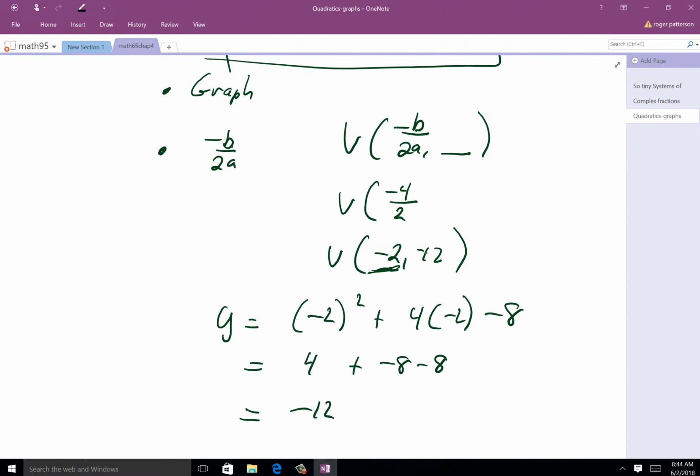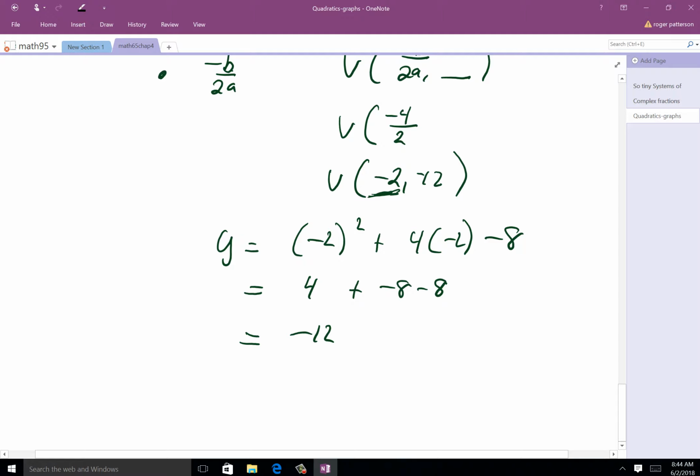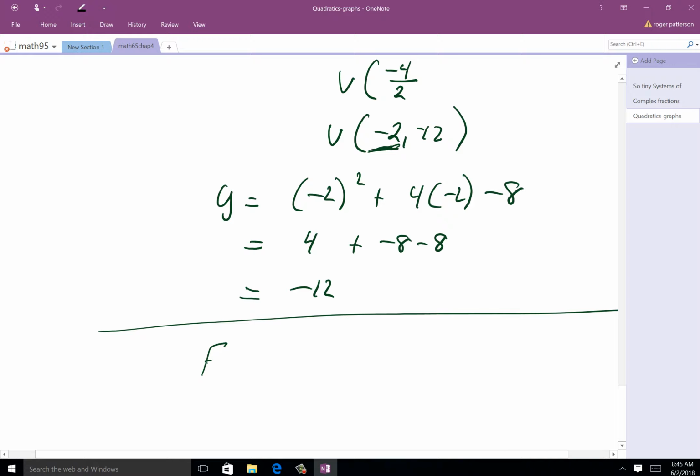So negative b over 2a will work, if you want to do it that way. And we're not dismissing putting it in vertex form. It's just we're not ready to do that yet. So those two ideas will work. Here we'll try another one, same thing. Find the vertex.